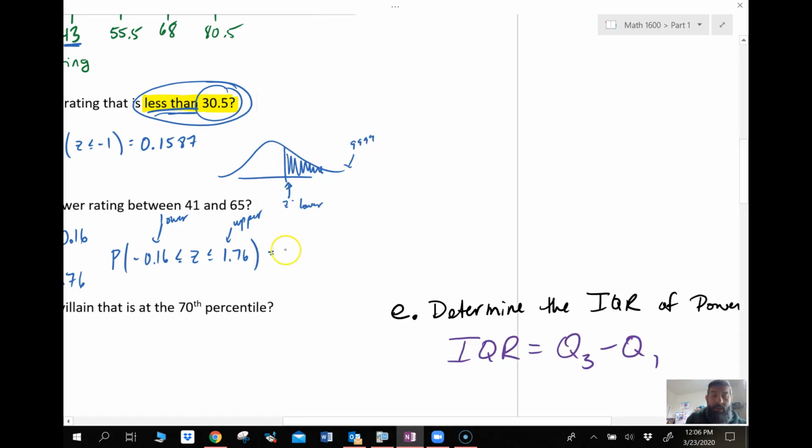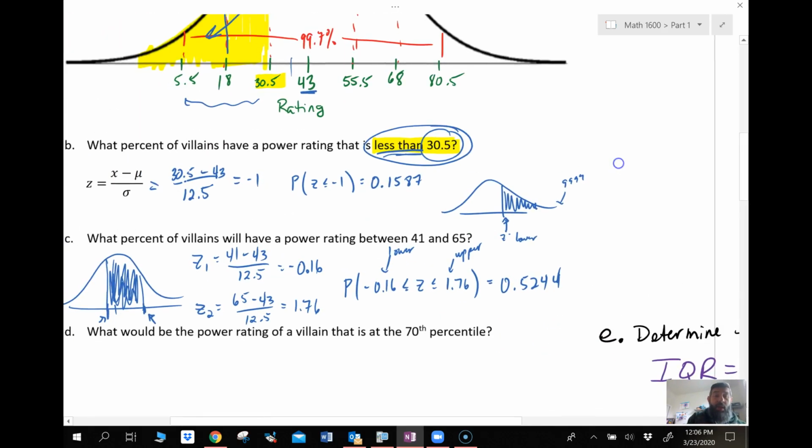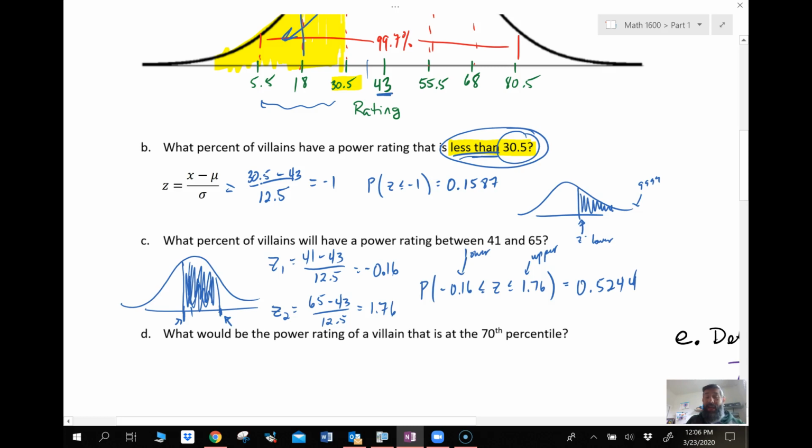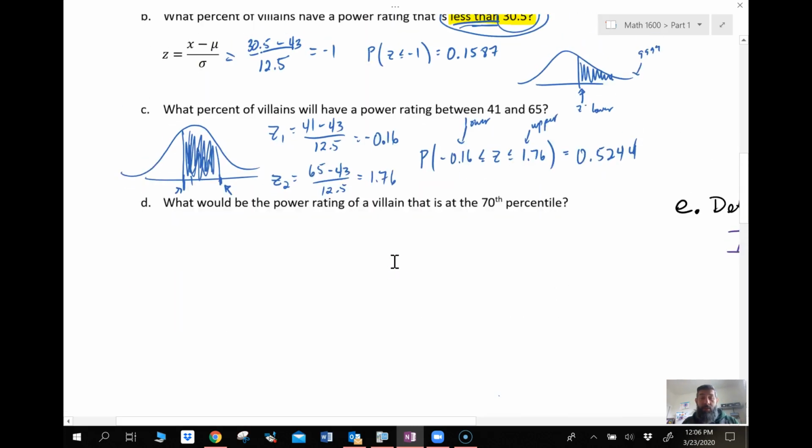Okay, 0.5244. Let me just check my work. That's correct. All right, so there you go. There are a couple of examples of using the TI-84 for a normal distribution problem.